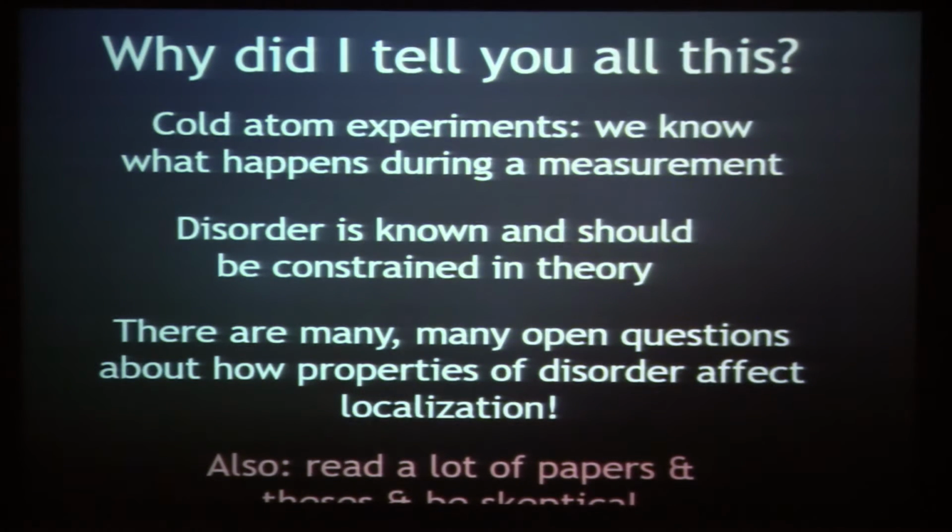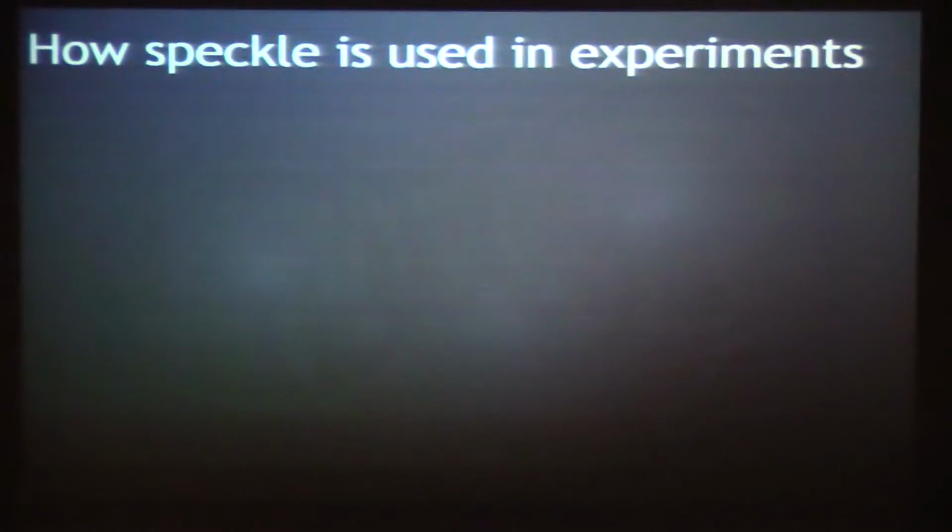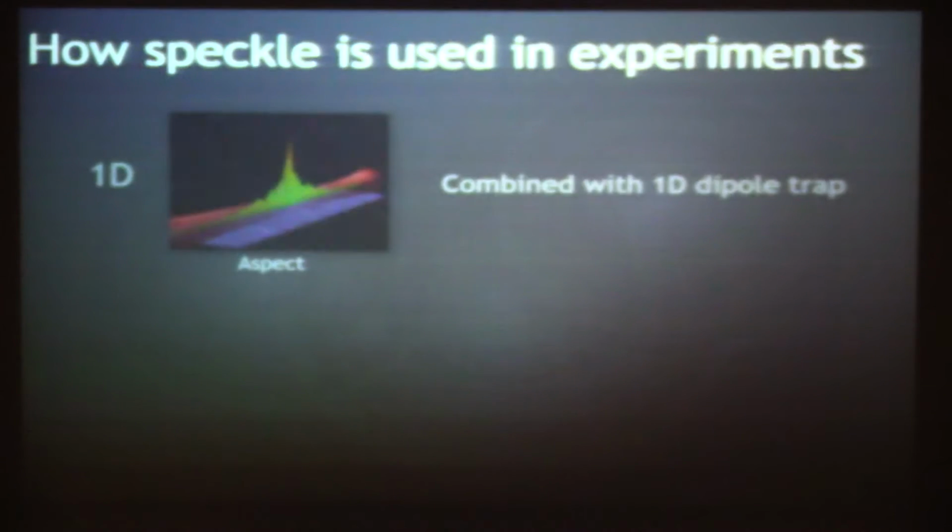So why did I tell you all this? I already kind of said all this, that there are lots of questions about how the properties of disorder affect localization that are not understood, and so there's a lot of great theory questions here to be answered and asked. Okay, so how do we use this in experiments? Let me start talking about experiments. That's optical speckle, that's how we get a potential out of it.